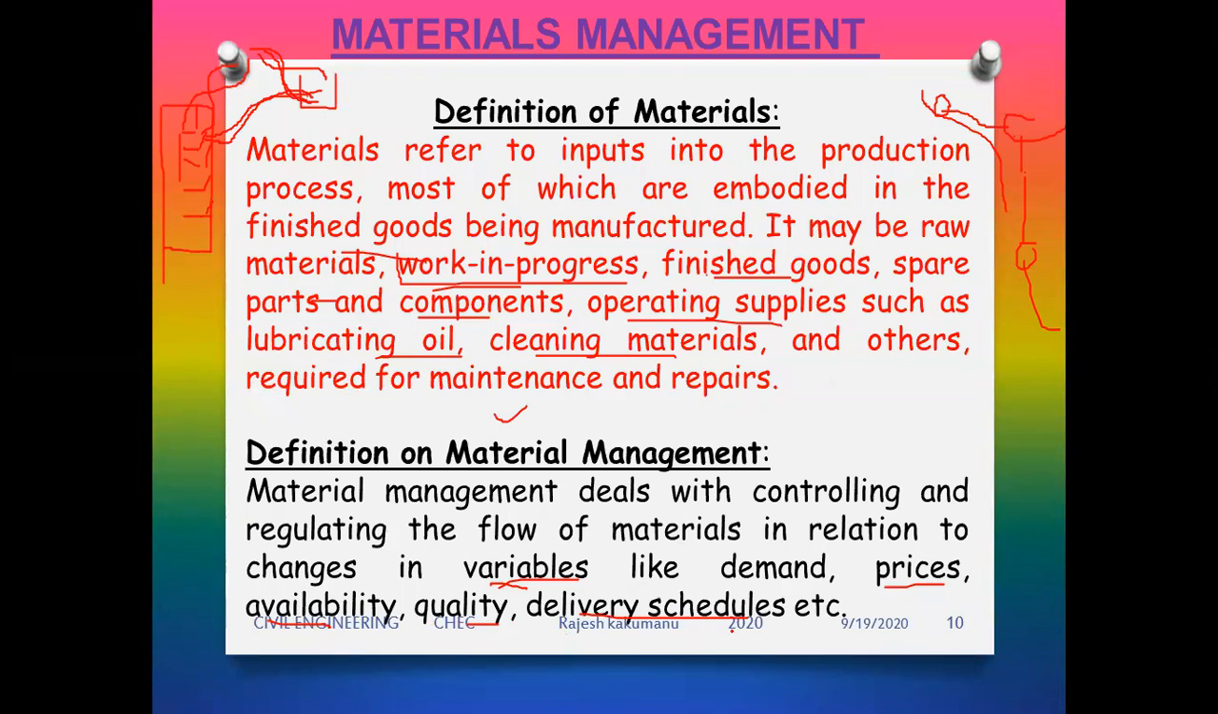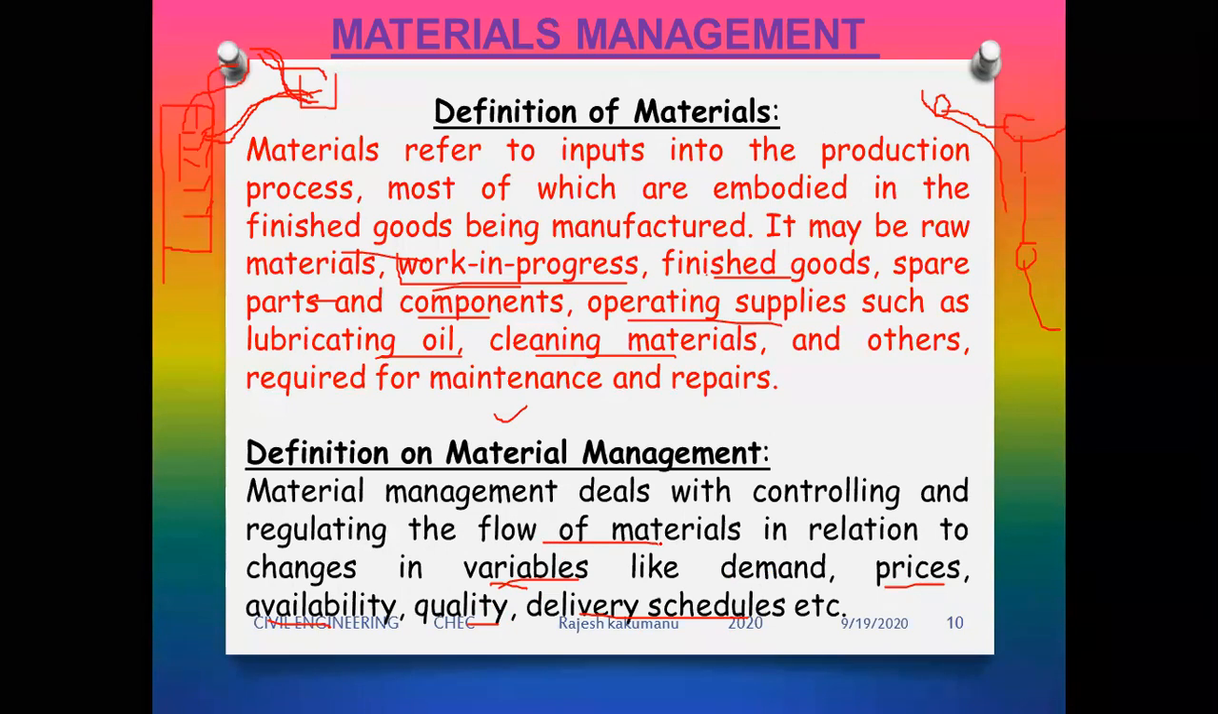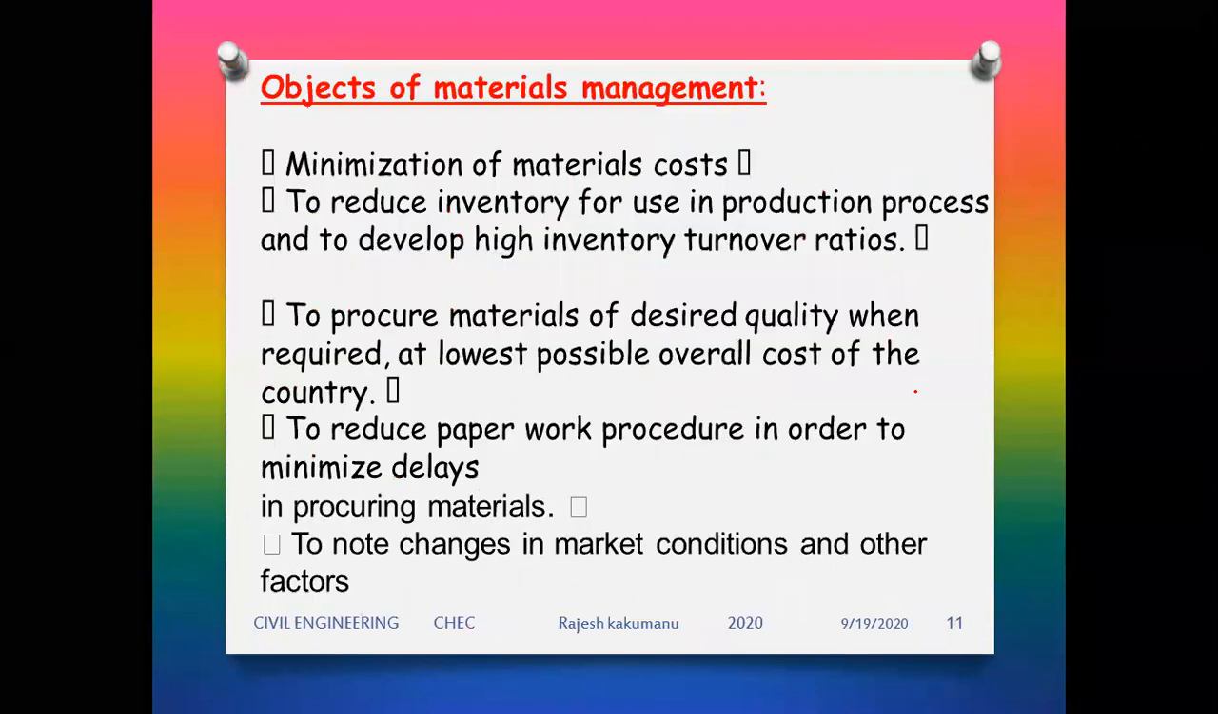So these are the variables. What are the variables? Demand, prices, availability, quality, and delivery schedules. Then automatically the materials will flow from input to the output stage. This is nothing but materials management. Hope you understood the definition. The objectives.